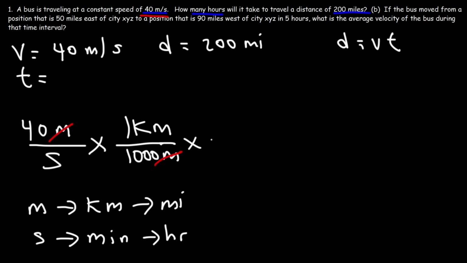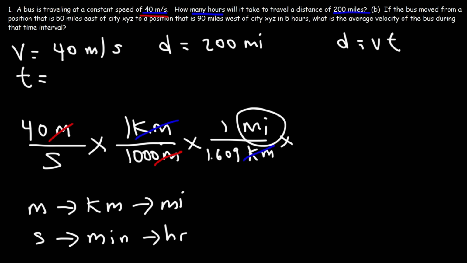Now let's convert from kilometers to miles. So we need to put the unit kilometers on the bottom, miles on top, so that these units will cancel. You need to know that 1 mile is equal to 1.609 kilometers. So now we have the unit miles.